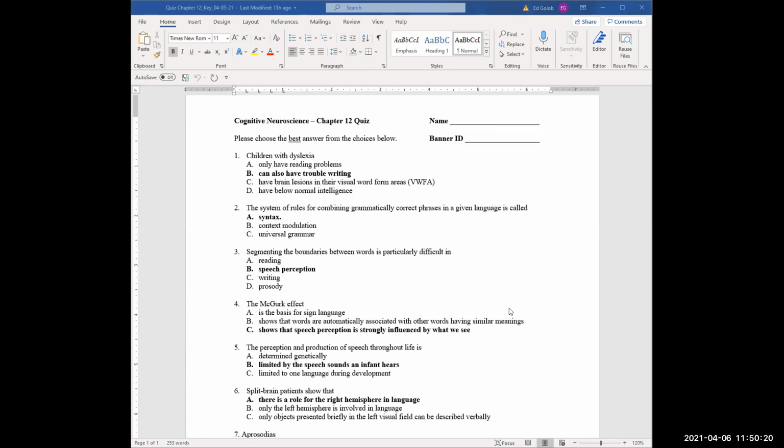All right, question 2, the system of rules for combining grammatically correct phrases within a language. With that, we call it syntax. And we'll make a distinction between syntax, which is the rules of grammar, and semantics, which is the content, the ideas that you're trying to get across. It's not context modulation. Context, when we're talking about speech and language, usually means the narrative of what you're talking about, the sentence, and phrases within the sentence. So the individual words can fit within these contexts. That's what we mean by context, but it's not the same thing as syntax.